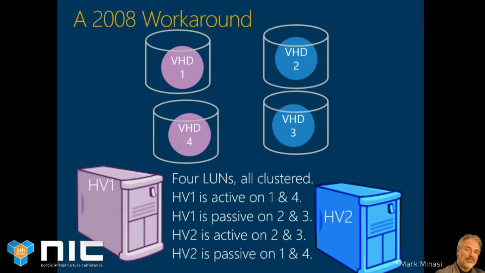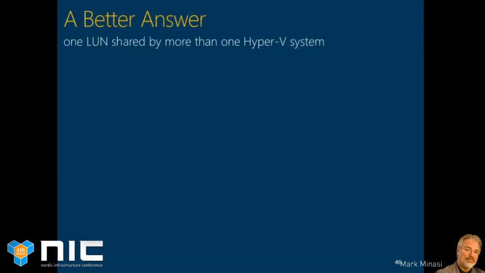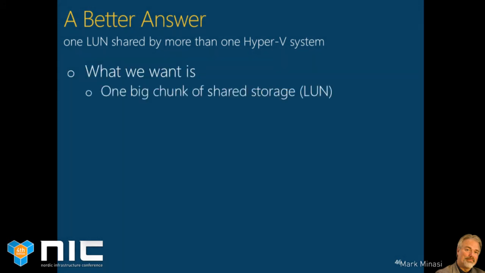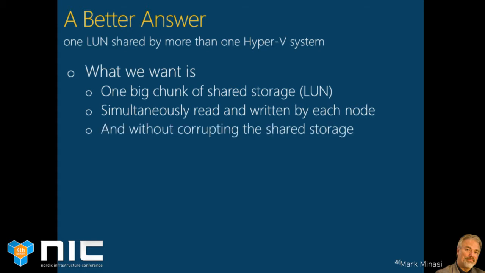Does that make sense? It's very inflexible, though, because every one of these LUNs has to be just right for that virtual hard drive, and moving it around, resizing it, was a pain in the ass in those days. So it was an answer. So the better answer was that Microsoft changed the way things worked. What we want is to have a single chunk of shared storage. We want to have simultaneous read-write by both sides. Simultaneous read-write by the nodes. And we don't want to corrupt the shared storage.